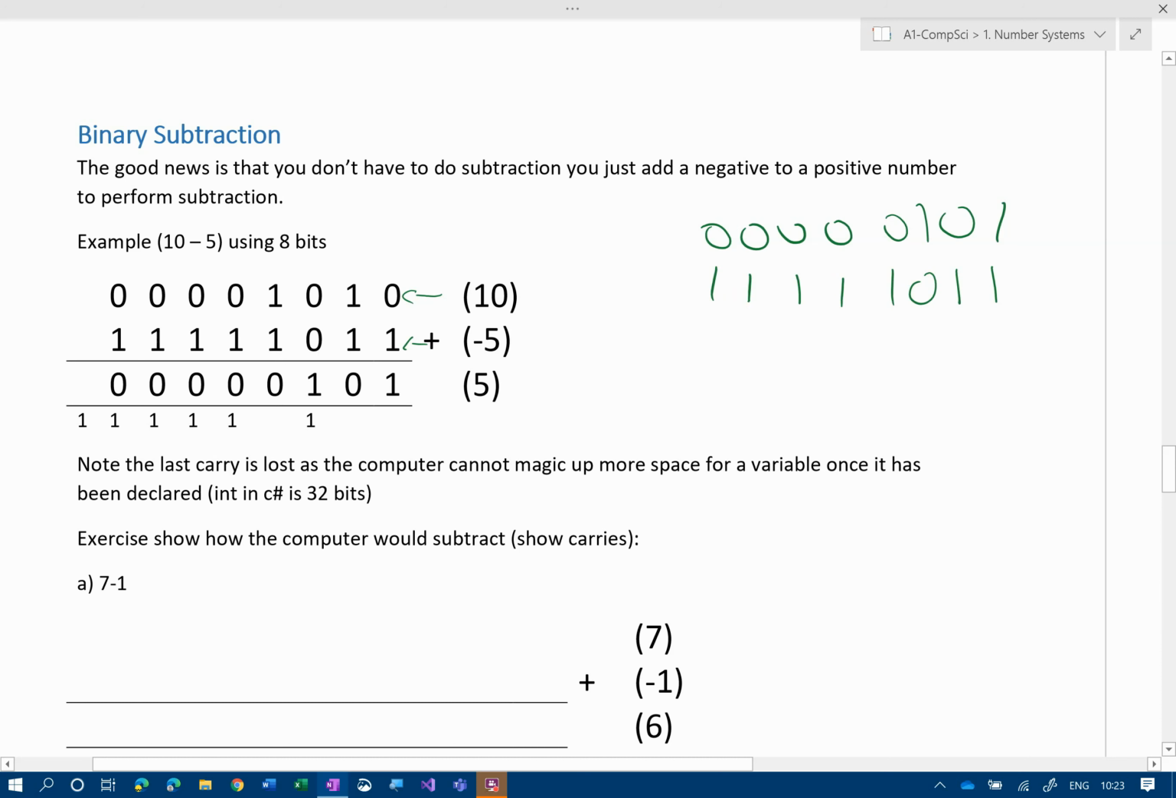Now, if I add those two numbers together, 1 plus 1 is 0 carried 1. 0 plus 0 plus the 1 is 1. And then 1 plus 1 is 0 carried 1. And what's going to happen now is I'm going to get all of these carries. This one falls off the end. But you notice the answer here is 5, which we'd expect.